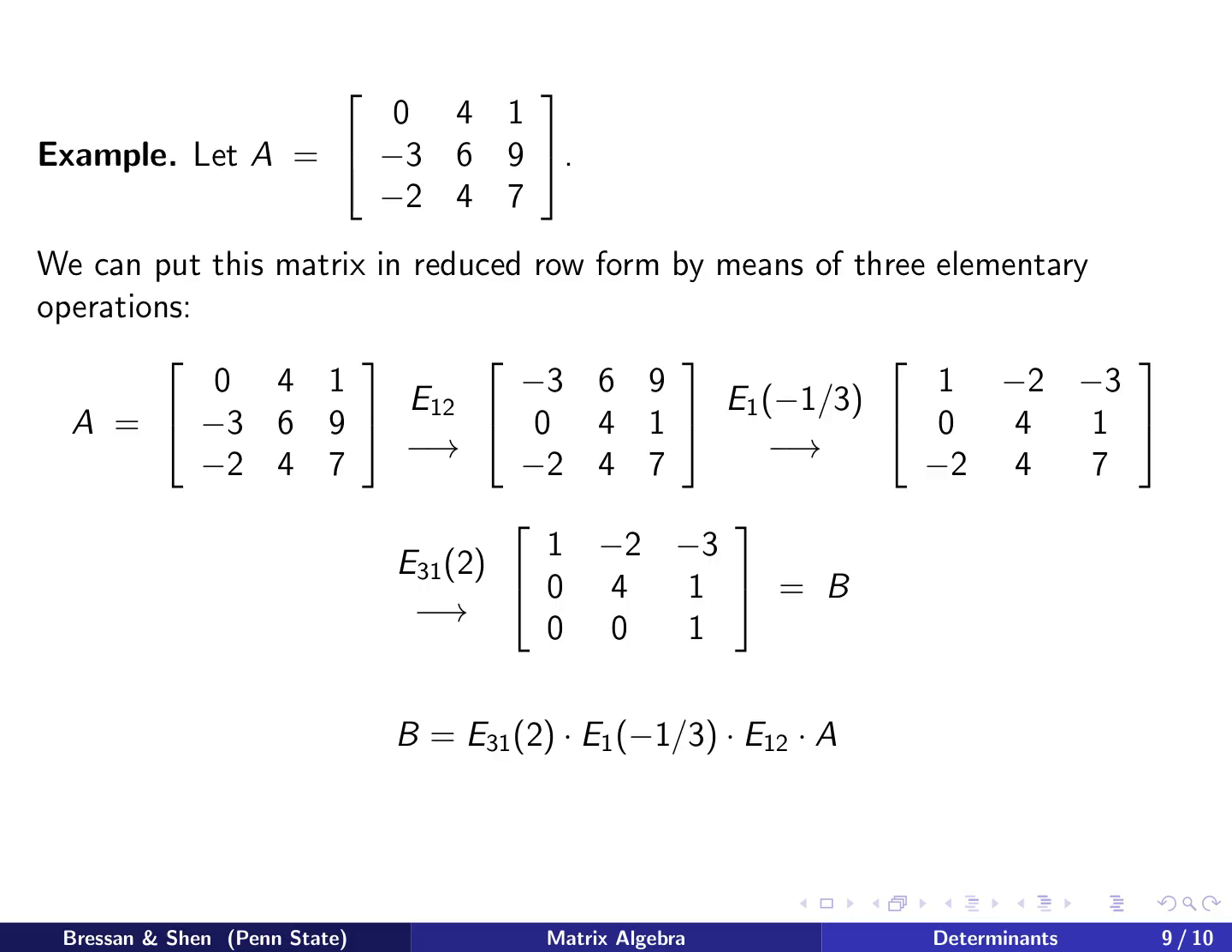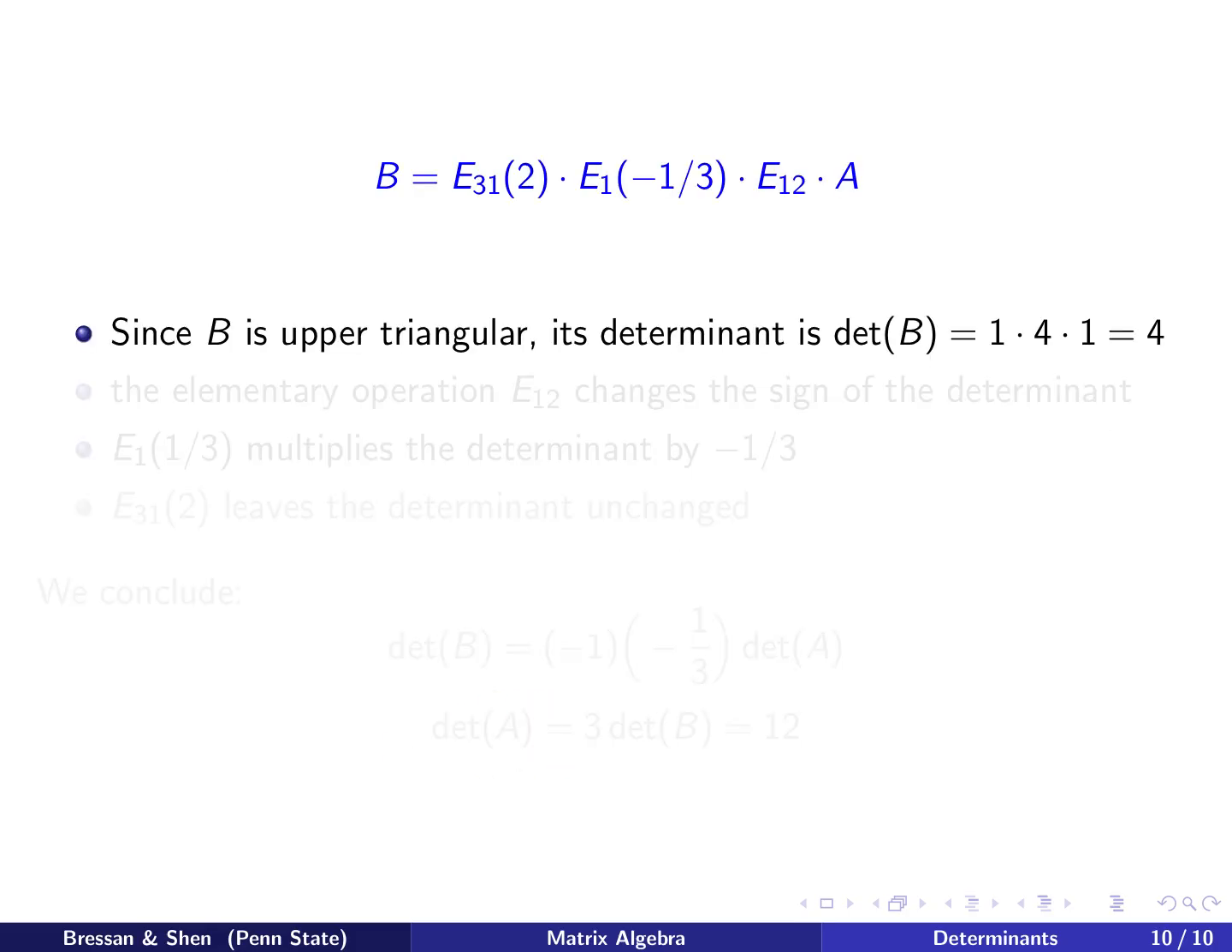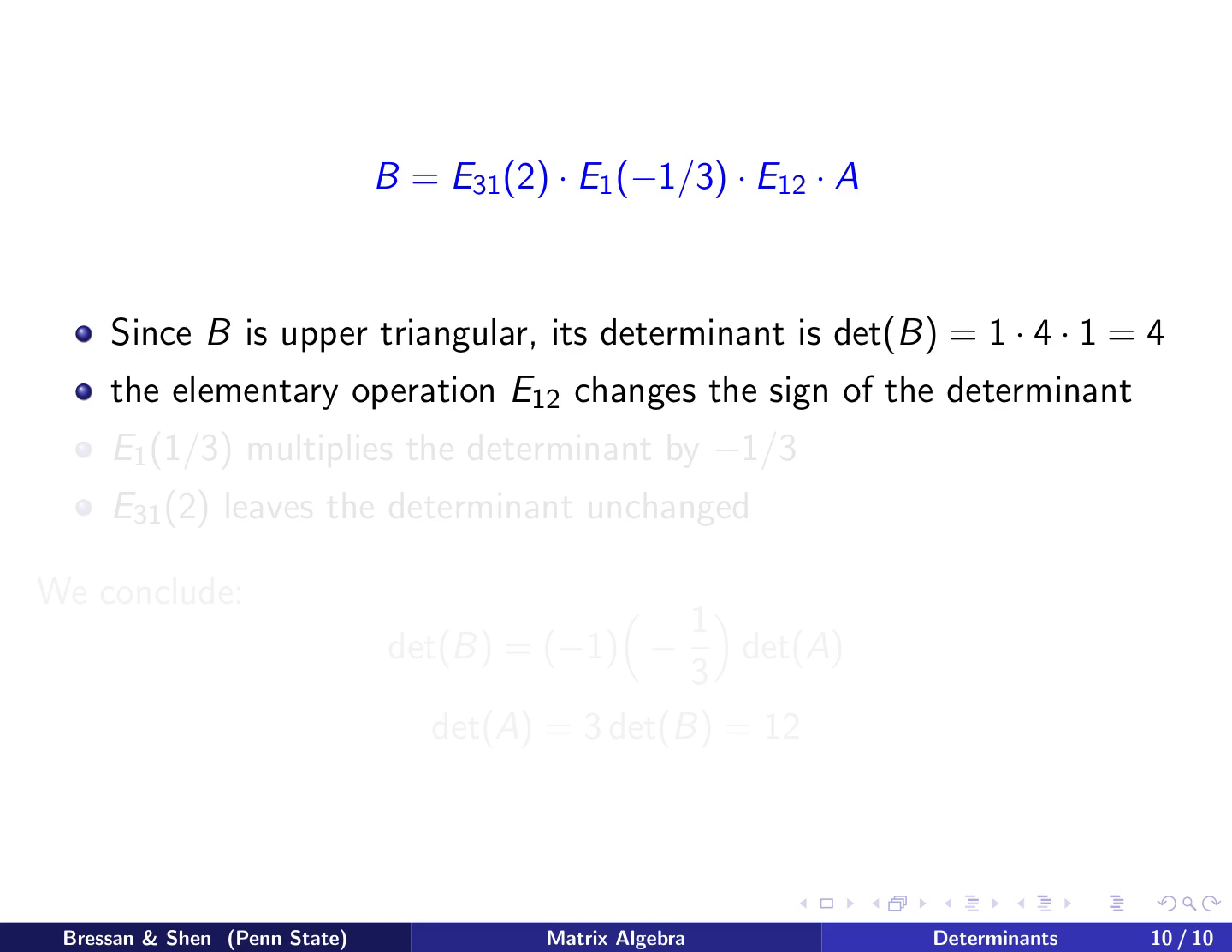So we can collect what we have done. B is starting from A, and 1 elementary operation, 2 elementary operations, and 3 elementary operations, and we reached B. And now, since B is upper triangular, the determinant is just the product of the diagonal elements, which we found quickly, and it equals 4. And let's take a look at each of the elementary operations. This one, switching rows 1 and 2, will change the sign of the determinant.